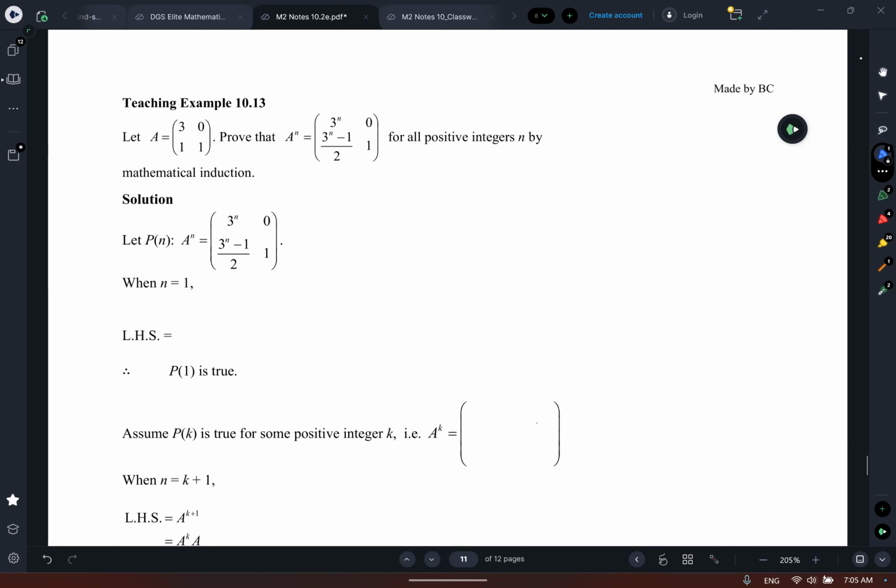Example 13. Let A be a matrix of order 2. Prove that A to the power n, which is A times A times A times A, is equal to another 2 by 2 matrix for all positive integers n by mathematical induction.